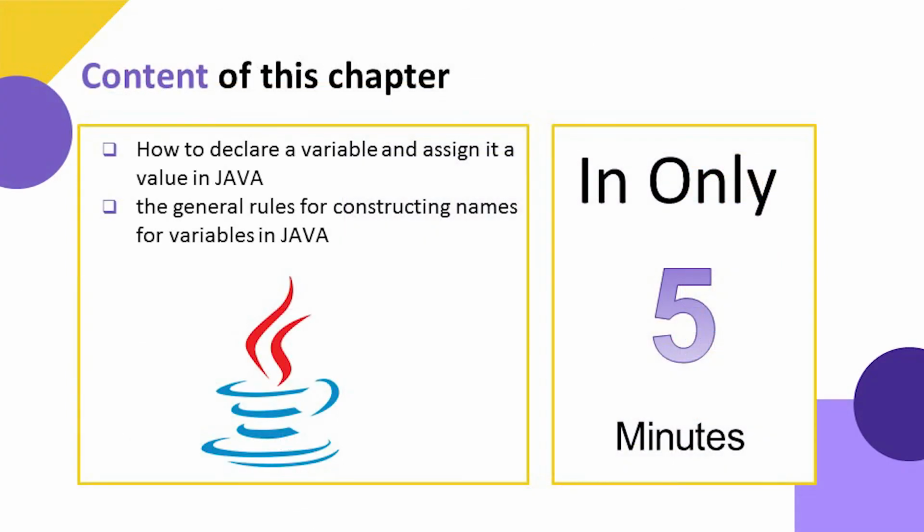So, this is all about declaring and initializing variables. In the next tutorial, we're going to talk about various types in Java.